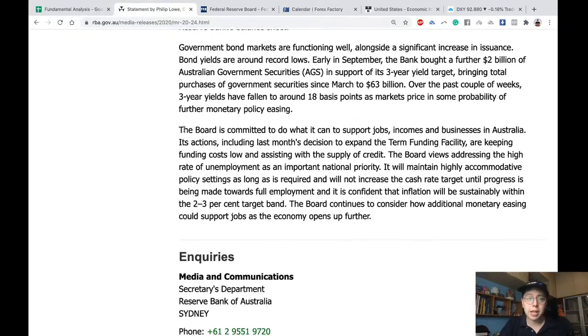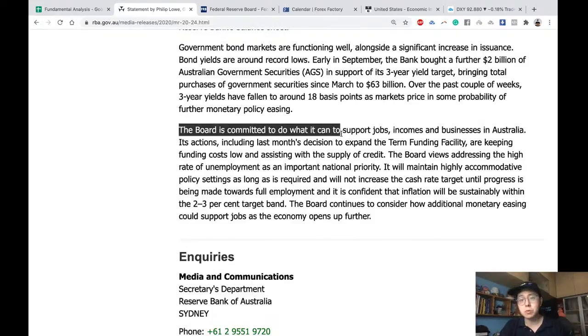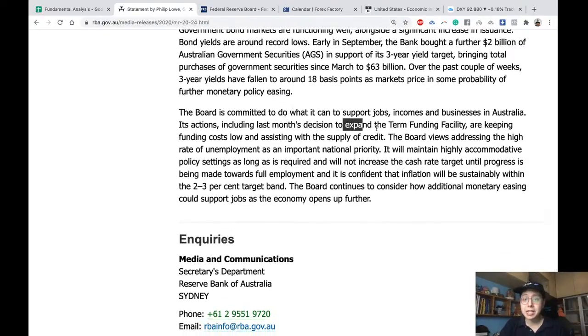Yeah, so again, last paragraph: the board is committed to do what it can to support jobs. Again, two things: inflation and employment. To support jobs, income, businesses, and of course the idea here again is to expand the funding facility. To fund, they need to print. So if they are expanding that funding, they need to print more. Same thing.